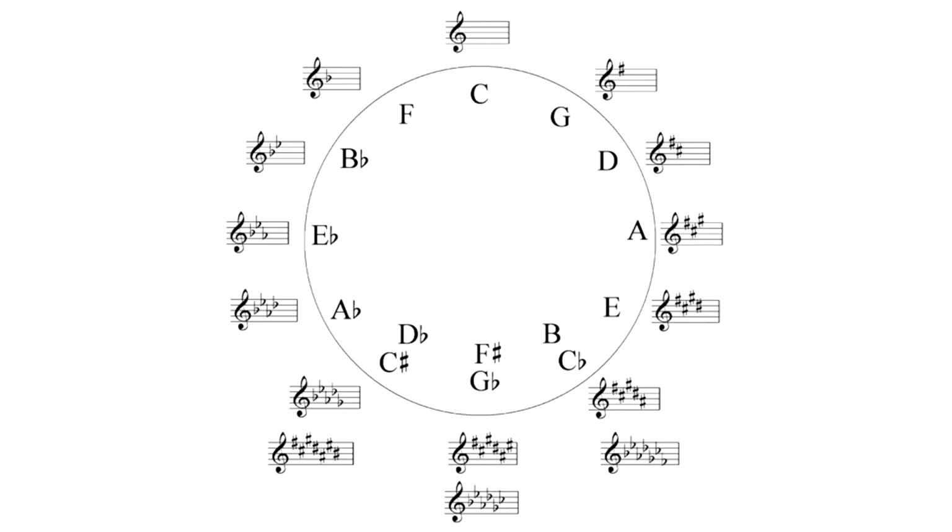The keys of G major and D major are about as close to each other as you can get. They're right next to each other on the circle of fifths, which means that they share 6 of the same 7 notes. The only note that's different is C. The key of G major has a C natural, while the key of D major has a C sharp.